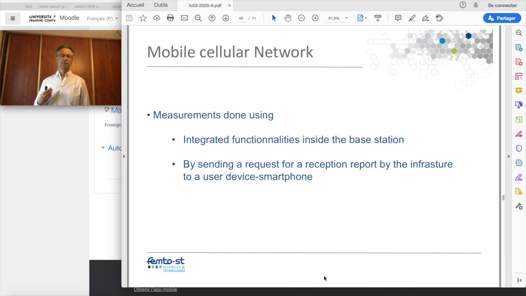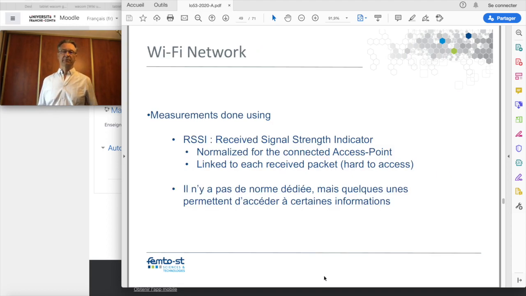So, what can be done using a mobile cellular network? It will be an integrated function inside the base station, and it can also be done by sending a reception report to the user device in order to collect information about the area of one smartphone.